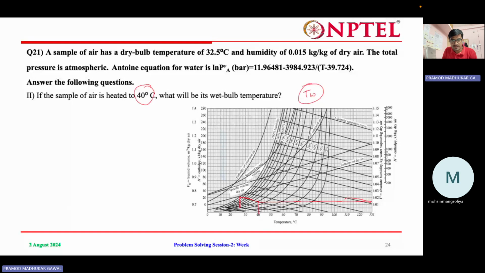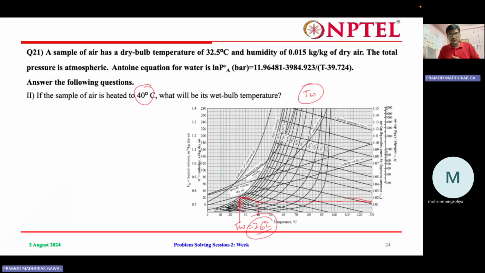So this is your wet-bulb temperature. How much? 22, 24, 26, right? Clear? Yes, sir.